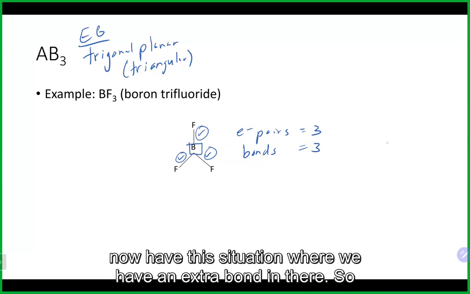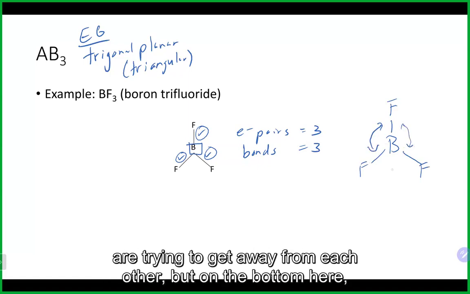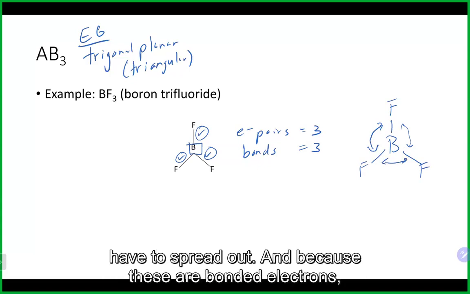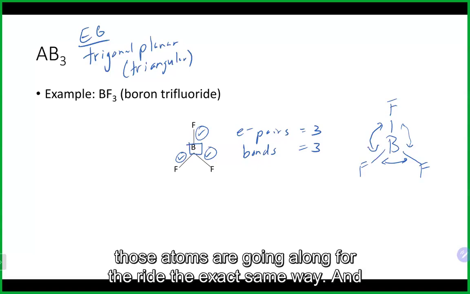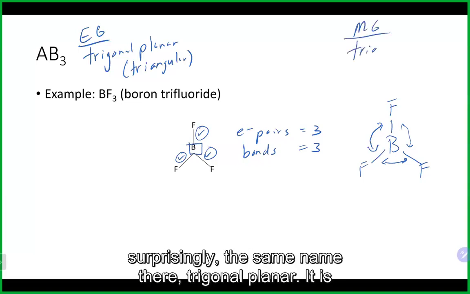Well, we now have this situation where we have an extra bond in there, so these guys are trying to get away from each other. These guys are trying to get away from each other, but on the bottom here, they can't get too close to each other either because they don't really want to be near each other. So they have to spread out. And because these are bonded electrons, those atoms are going along for the ride the exact same way. And you will end up with a molecular geometry, maybe not surprisingly, the same name there, trigonal planar.